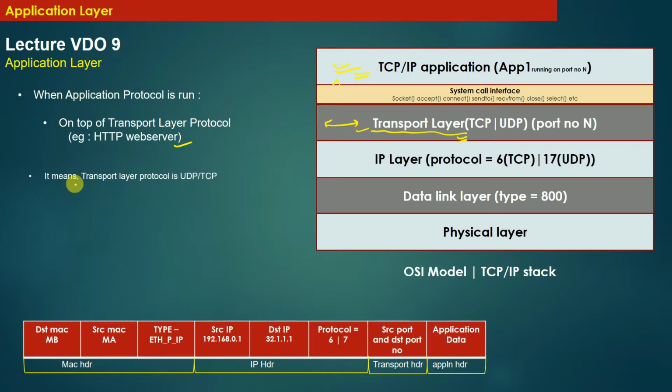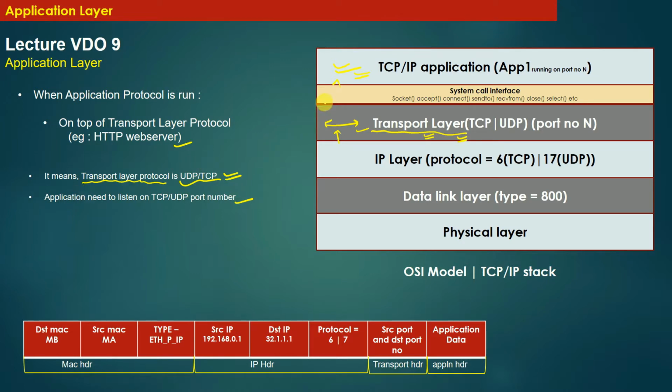Right? So when you run your application on the top of the transport layer protocol in the TCP/IP stack, it means the underlying protocol is the transport layer protocol, which could be UDP protocol or TCP protocol. Right? The two most commonly used transport layer protocols are UDP and TCP protocols. Application needs to listen on TCP or UDP port number. So when your transport layer will receive a packet, it has to identify which application running above it is interested in that packet.